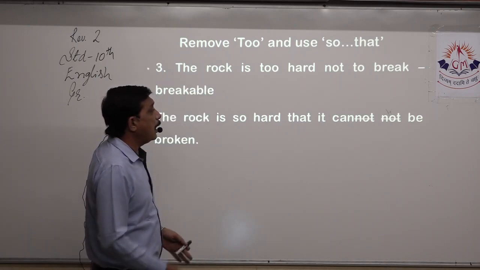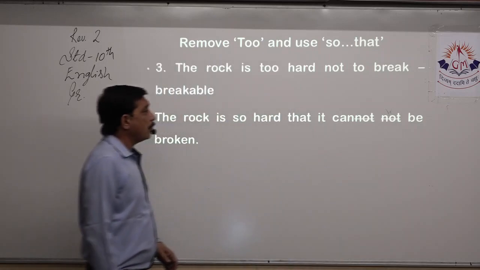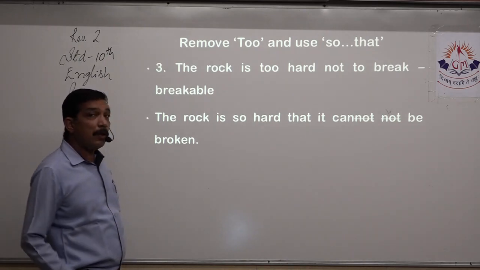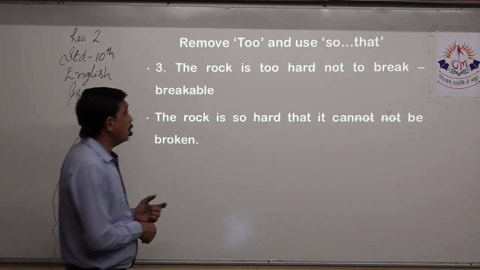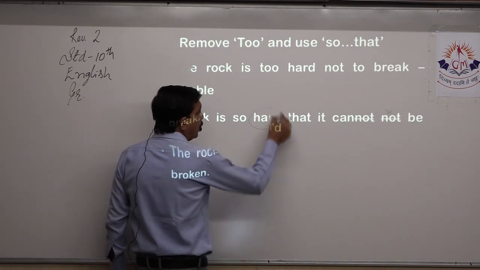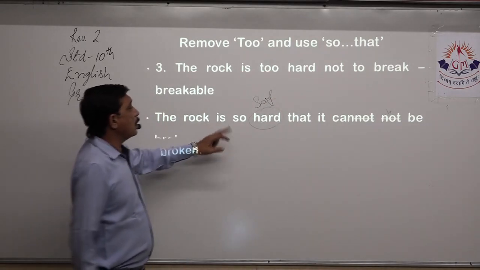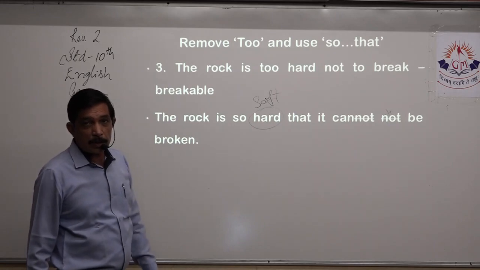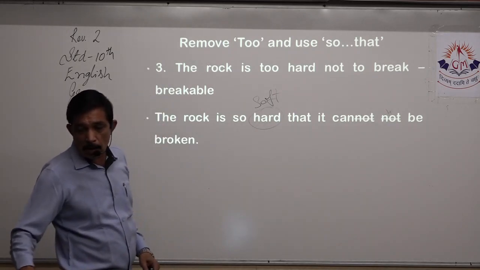Or the rock is so hard that it cannot not be broken. If I do that, right? So I have already done that. You remove these two nots. The rock is so hard that it can be broken. Now if it is hard, it cannot be. So we have to do the antonym over here. So this becomes soft. The rock is so soft that it can be broken. Then only we can remove those two negations over there, right? To equalize it, we've got to make an antonym so that the meaning does not change.